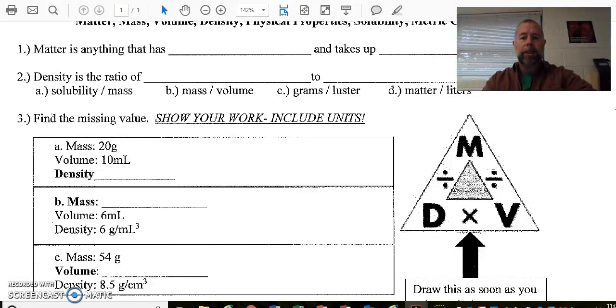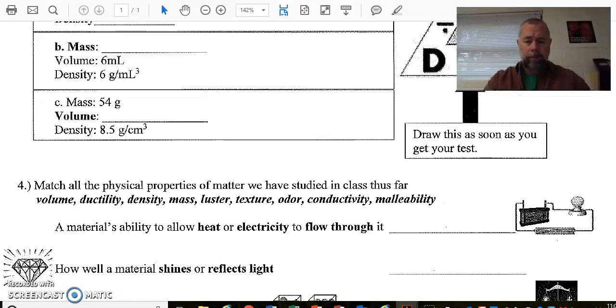Don't just look at this sheet. Maybe give this to mom or dad and have them ask you questions, like when we're talking about density right here. Have them ask you to explain to them, how do I find density? Okay, what if I have density and volume? How do I find mass? Explain that. See if you can do that orally, okay?